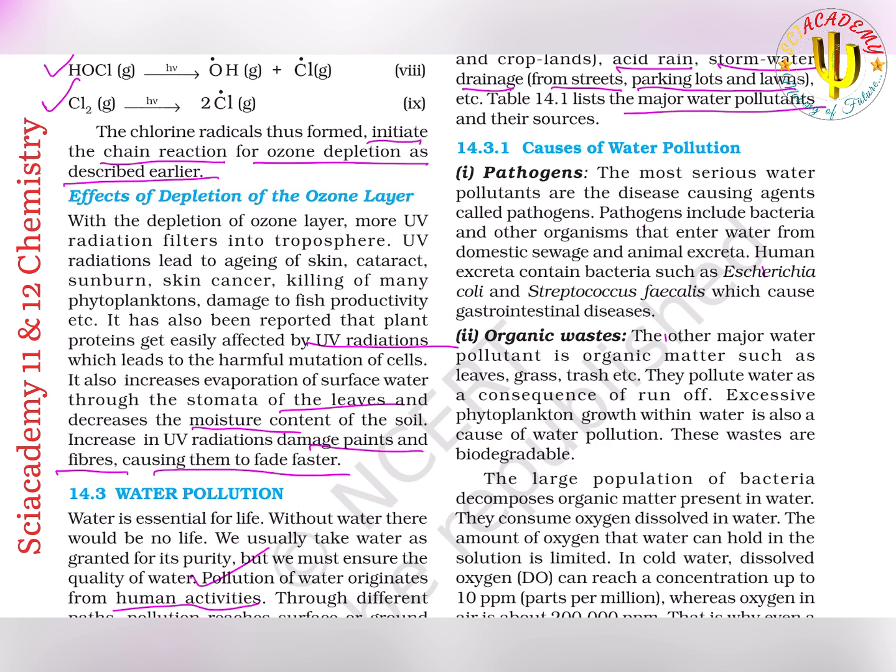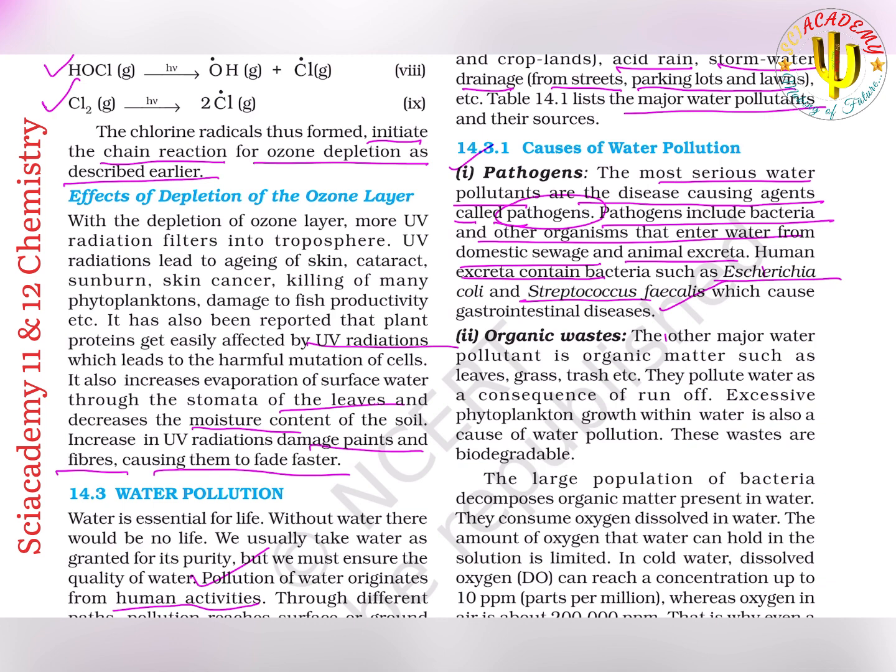14.3.1 Causes of water pollution. 1. Pathogens. The most serious water pollutants are the disease causing agents called pathogens. Pathogens include bacteria and other organisms that enter water from domestic sewage and animal excreta. Human excreta contain bacteria such as Escherichia coli and Streptococcus faecalis, which cause gastrointestinal disease.